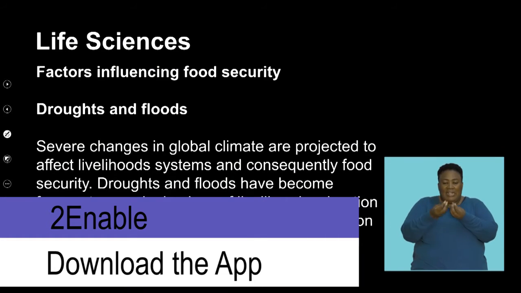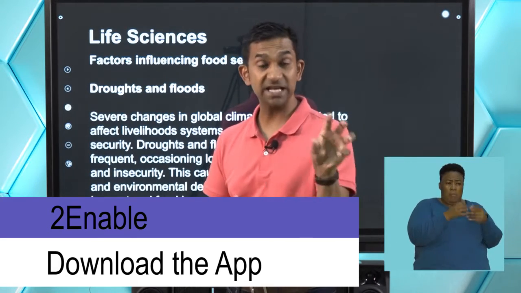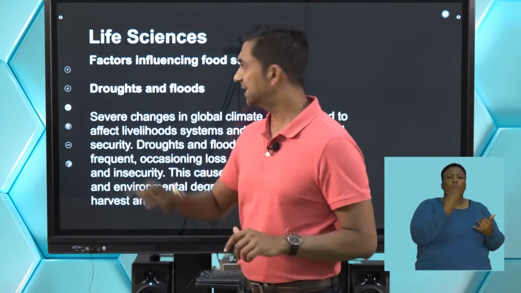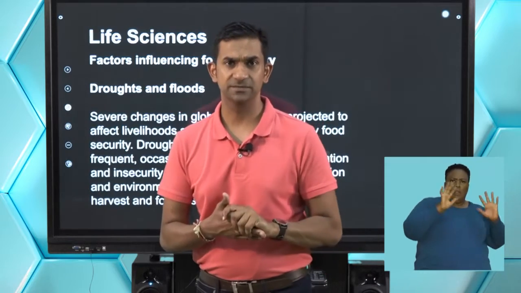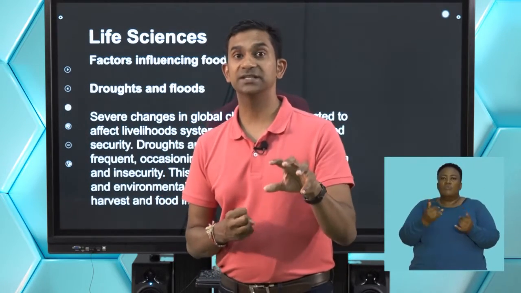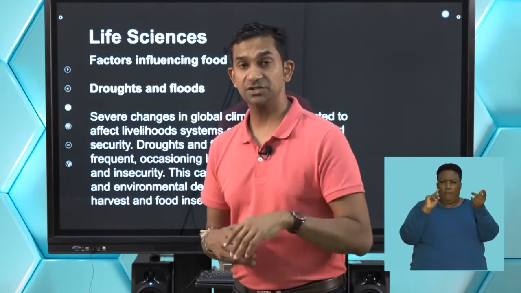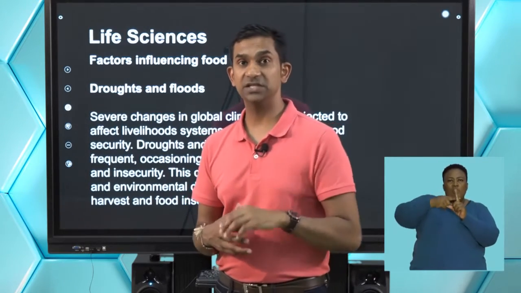So we're going to continue looking at factors that influence food security. We've looked at the global impact of an exceeding human population, or an exponential human population. Let's look at droughts and floods. Let's link this to what we've done already in the past, where we've looked at how climate change has affected the temperatures and agriculture as a factor that we need to consider.